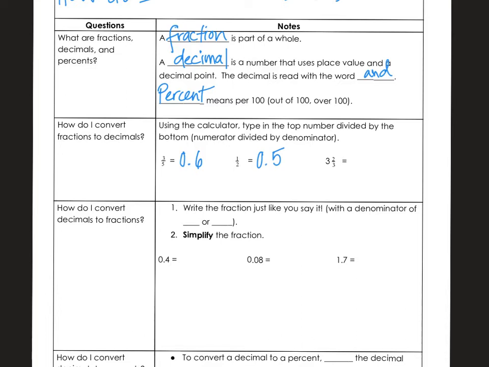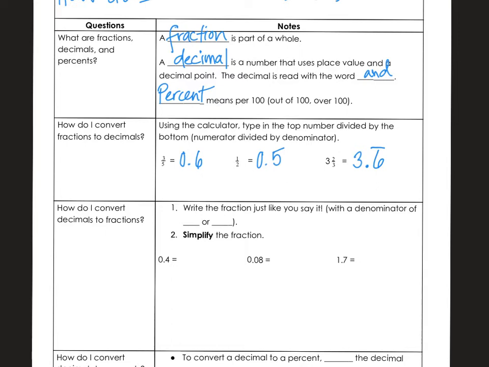Okay, so since that 3 is a whole number, that's going to be in front of the decimal. And then we're going to type the 2/3 into the calculator. So 2 divided by 3. And when we do that, we get 0.6 repeating. So I already have my number in front of my decimal. Now I'm going to write the 6, and I'm going to put a little hat over it. So that is 3 and 6/10 repeated.